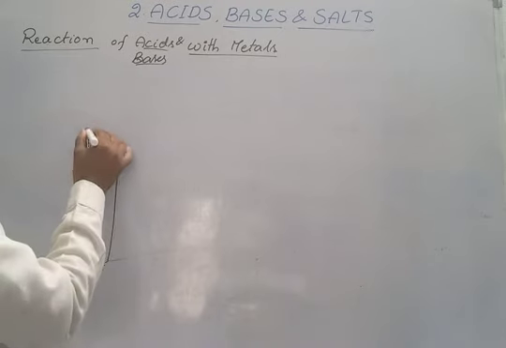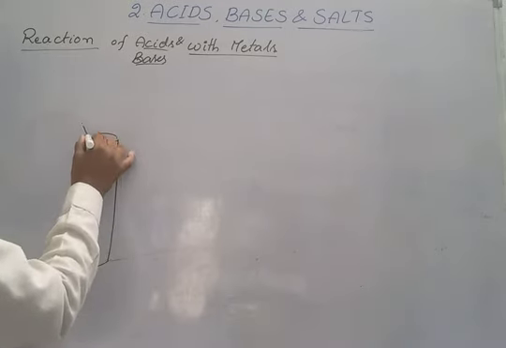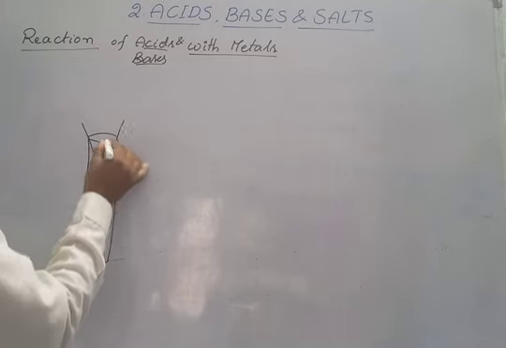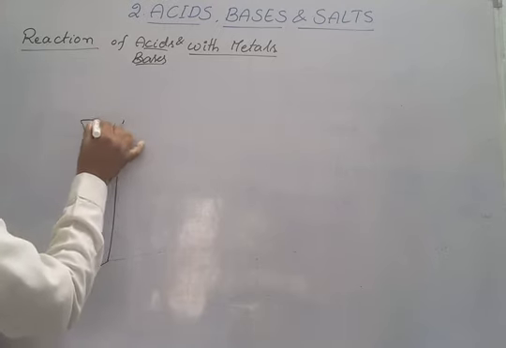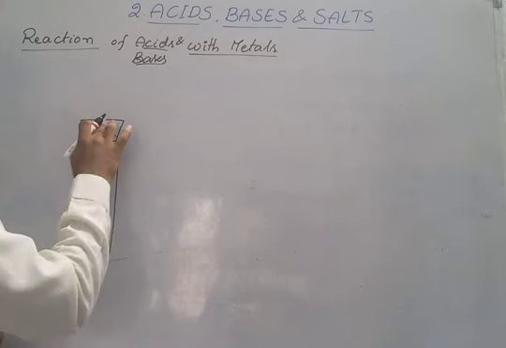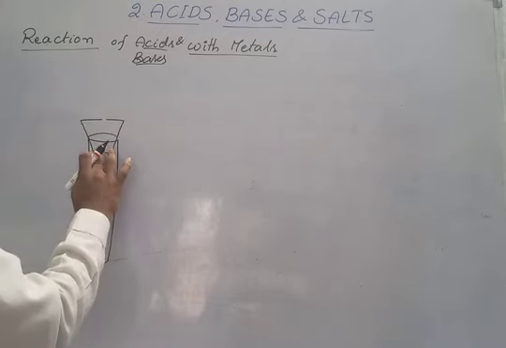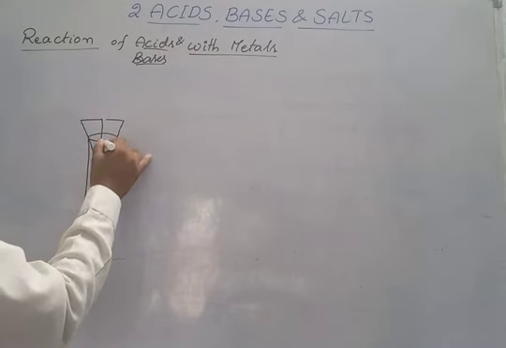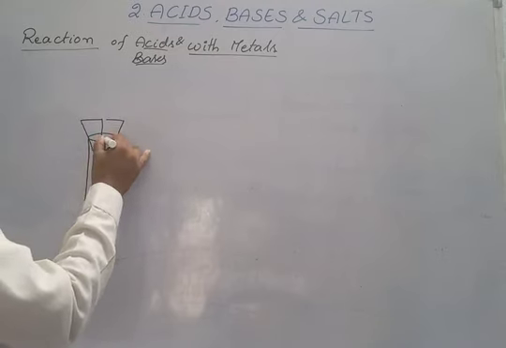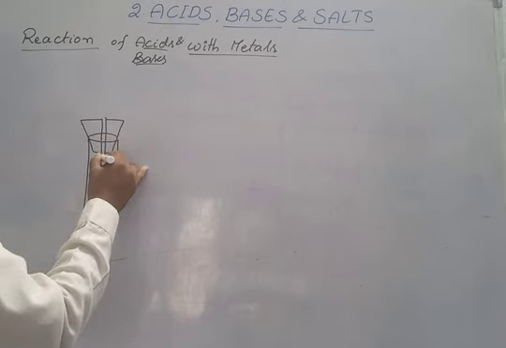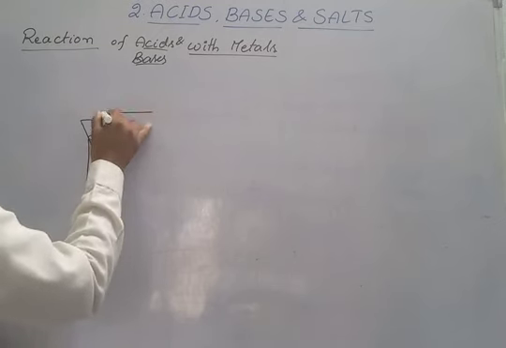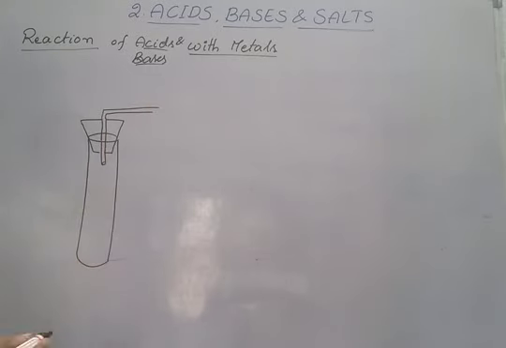Okay. For closing this test tube, we need one whole rubber cork. One whole rubber cork. So from this rubber cork, we will pass this delivery tube into the test tube. This is the delivery tube, into the test tube.